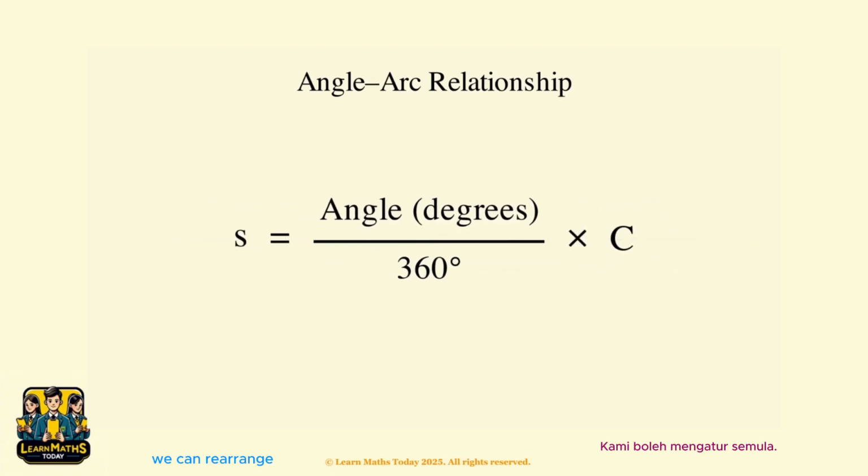We can rearrange, and we get this formula for the arc length, where c is the circumference or the maximum possible length that the arc can possibly take. Pause here and try and figure this out for yourself.